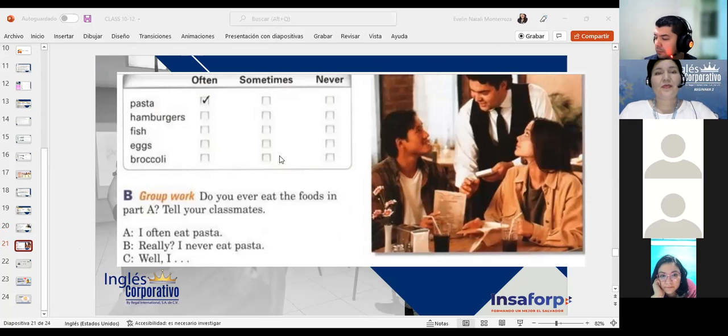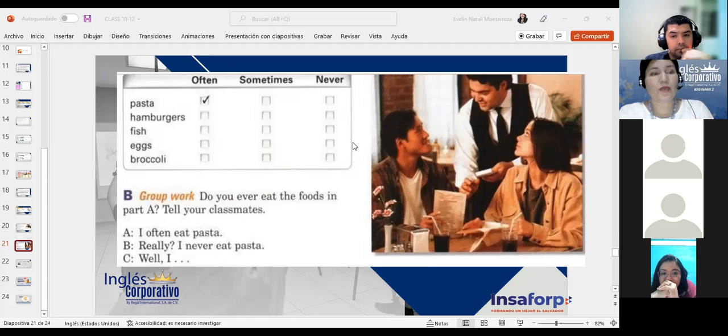And it says, pasta, often, sometimes, or never. Hamburgers, often, sometimes, or never. Fish, often, sometimes, or never. Eggs, often, sometimes, and never, and broccoli, often, sometimes, and never. What I need you to tell me is how often do you eat these different types of food? And you can say, for example, I never eat pasta. I sometimes eat hamburgers. I often eat fish. I never eat broccoli. I sometimes eat eggs, right? Base the information on you.